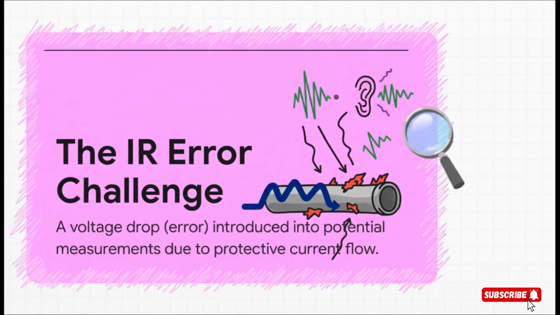Okay, but here's where it gets a little tricky. There's a big challenge we have to deal with. The very same electrical current that's protecting the pipe can actually mess with our measurements. This interference has a name. It's called the IR error. The best analogy is trying to hear a whisper in a really loud room. If we don't figure out a way to filter out that background noise, we could get a completely wrong idea. We might think the pipeline is perfectly protected when in reality, it's quietly corroding away.